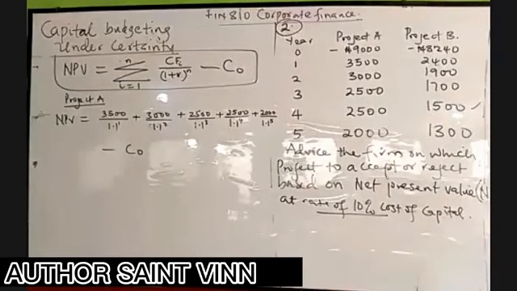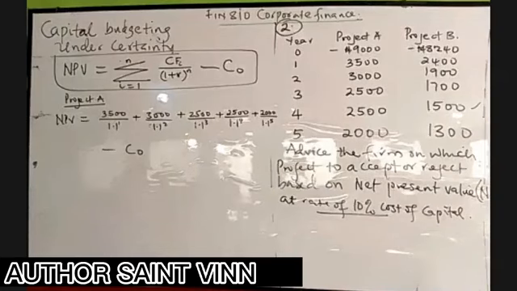2,500 again, that symbol over 1.1 raised to power 4. Is it 4, 3? Okay, plus 2,000 over 1.1 raised to power 5. Answer. Minus 9,000. That is the C0. C0 is 9,000. The answer is that. I hope we are following.